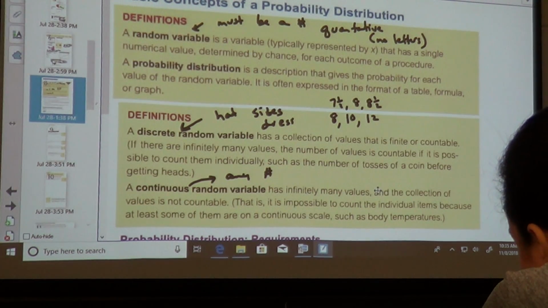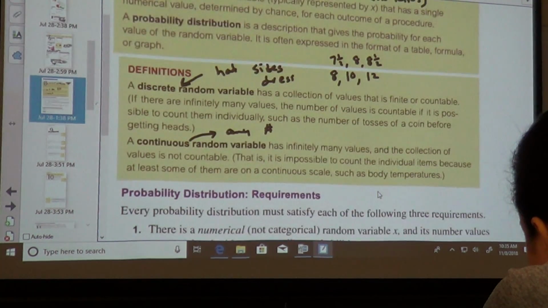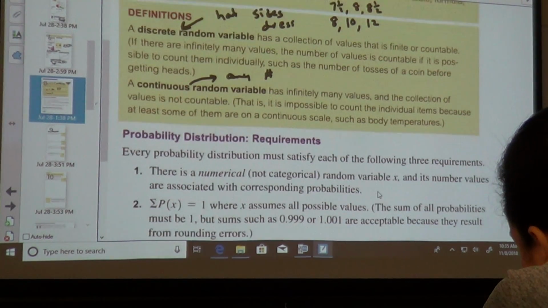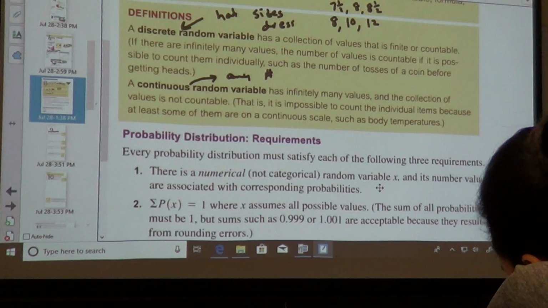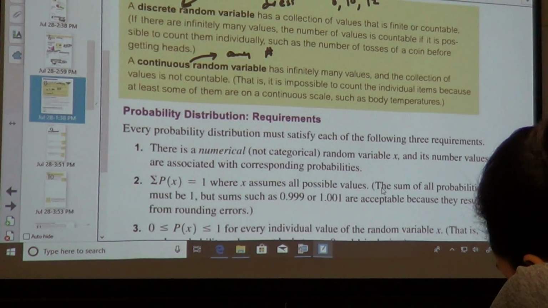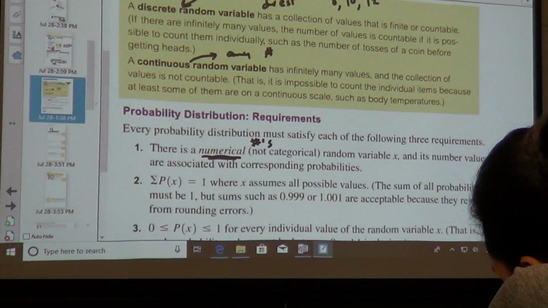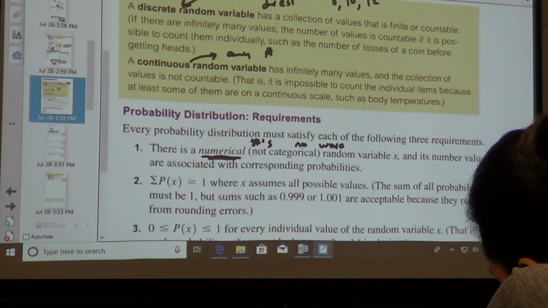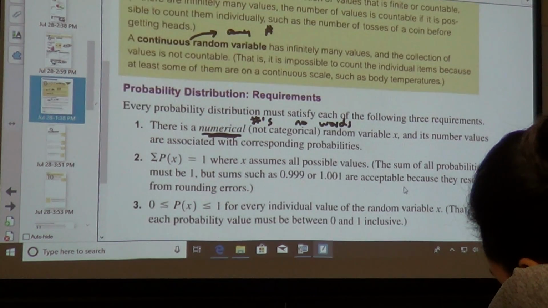All right. Now, let me show you. Now, a probability distribution, and these are actually easier than what it looks like. A probability distribution, like I said, it has to be numerical. That means it has to have numbers, no words. Now, probability. We've been doing probability forever.